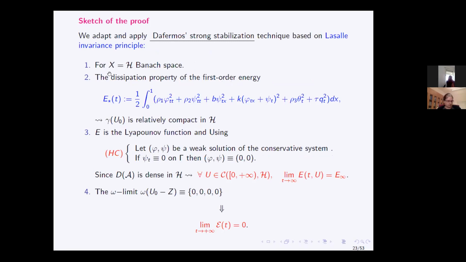That means we will assume that X here is the space, the H space, which is a Banach space. And also we will use the dissipation property of the first order energy, given as follows. We prove that the orbit is relatively compact in H. And also we assume that the Lyapunov function that we will use is the energy. Also, we will use the assumption H of C in order to prove that the energy has a strong stability.